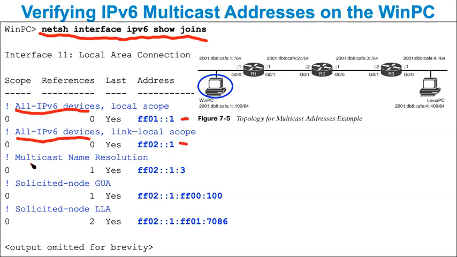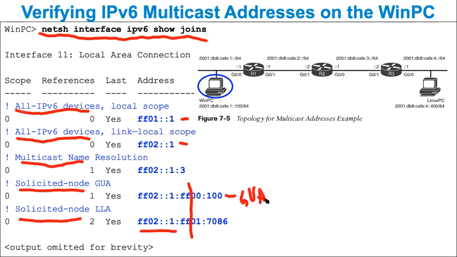I'm not going to get into multicast name resolution, but I do want you to notice the two for solicited node again. We'll talk more about these when we get into solicited node multicast. But again, this first part is 104 bits that say it's solicited node. And this one here is associated with its global unicast address. And this is associated with its link local address. Well, what is that association for? We'll see.